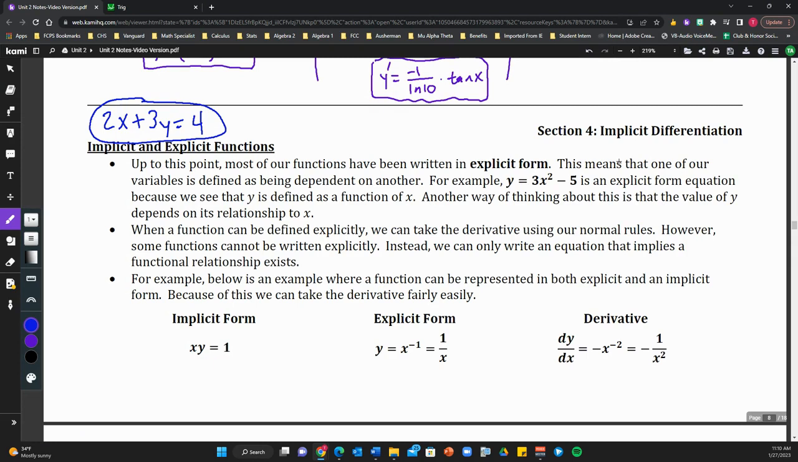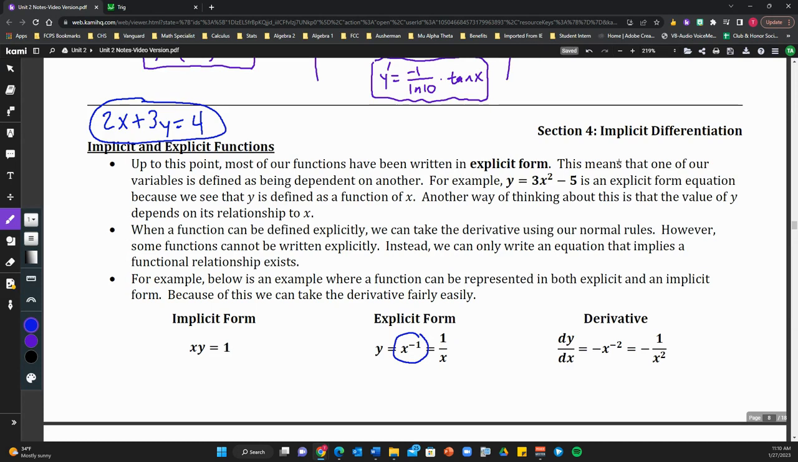There are some implicit form relations that we can isolate the variable for, like this linear equation. I can get y by itself, put it into mx plus b form, and then take the derivative from there. This one is actually a rational function in implicit form, xy equals 1. If it's possible to isolate a variable, we typically choose to isolate y, but technically it doesn't matter. You could pick either. When we isolate y, we divide both sides by x, so we get 1 over x, or x to the negative first. This would be a power rule to take the derivative of y.